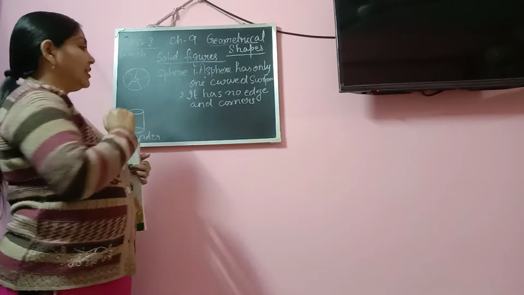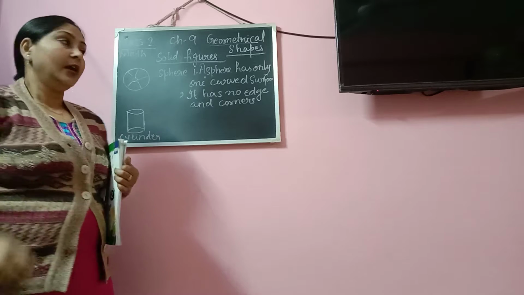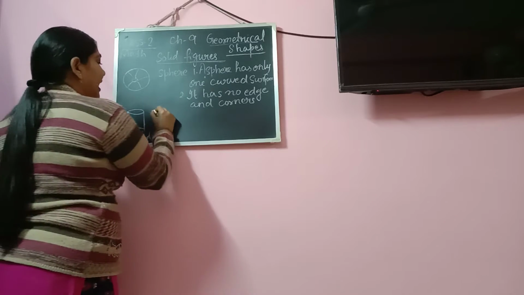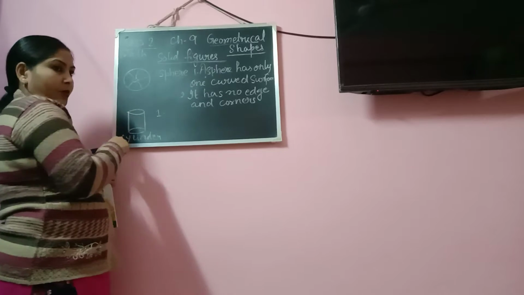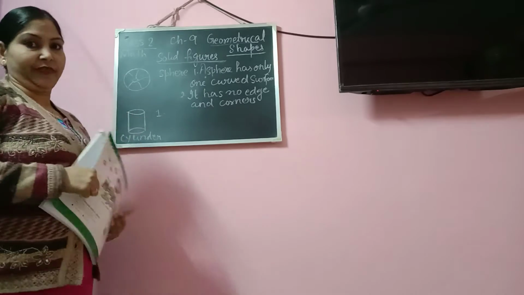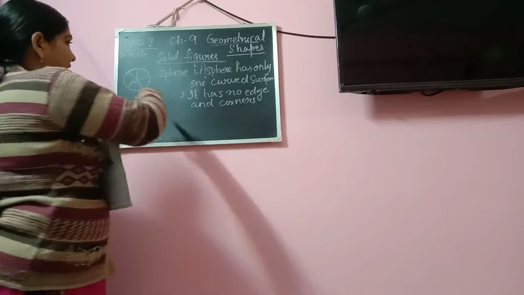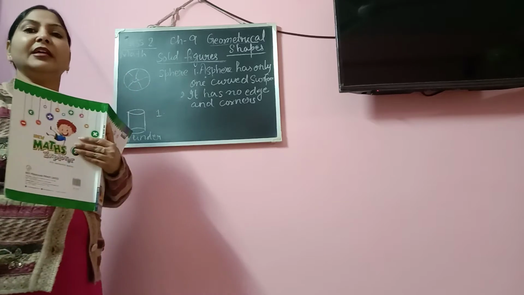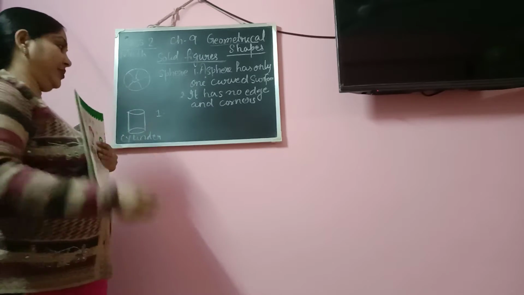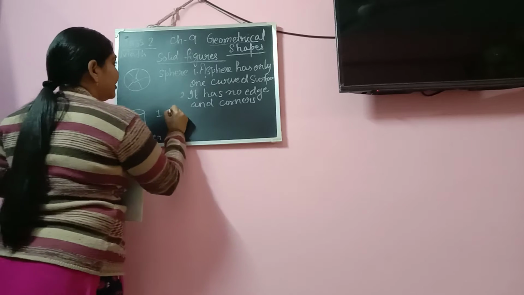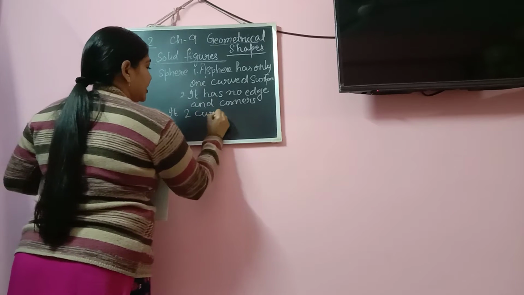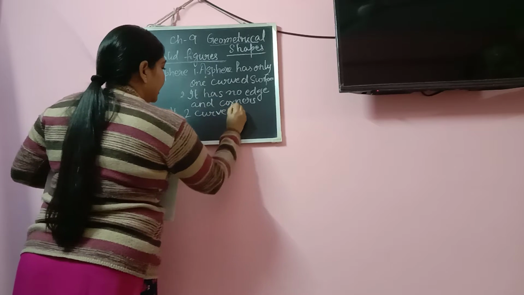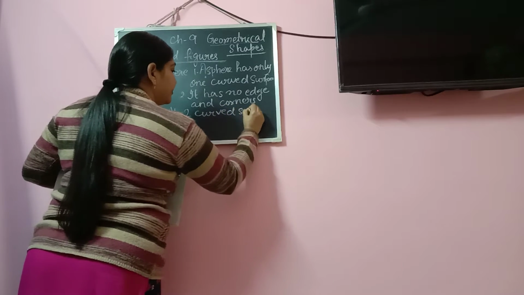Now, what is the feature of a cylinder? Every cylinder will have two curved surfaces. There are two curved surfaces, whereas in the case of a sphere we had only one curved surface. So a cylinder has two curved surfaces, one up and another down.